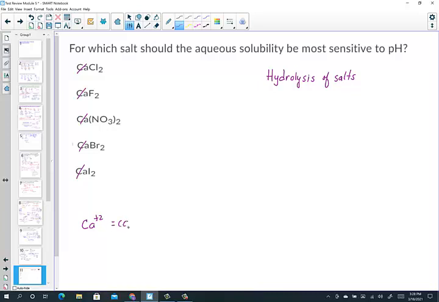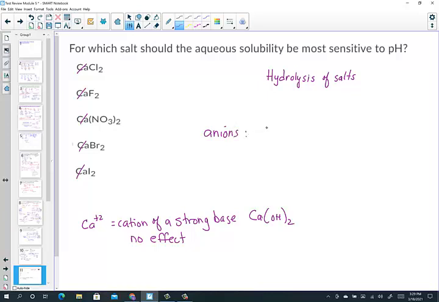Calcium, strong base. It's called calcium hydroxide. And we know that the cation of a strong base has no effect on pH. Plus, since it's the same in all of those choices, choice A, B, C, D, E, it can't possibly be worth considering. I need something unique. So let's look at the anions.